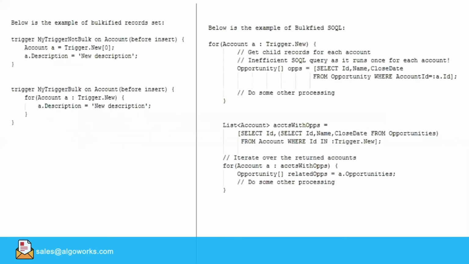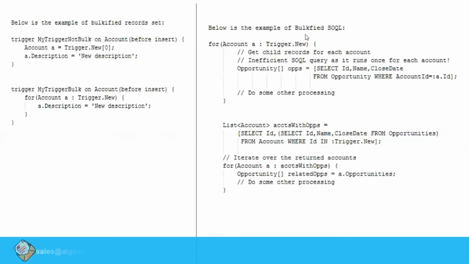Further in this example, the first example is for a bulkified record set. In the first snippet, you can see we are accessing the 0th element of Trigger.new. That's wrong. We should not do that, but we should process the records in bulk. In the second snippet, you can see we are accessing Trigger.new through a for loop and then running our logic. That's the correct one.